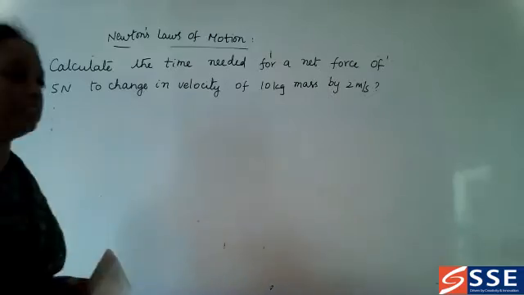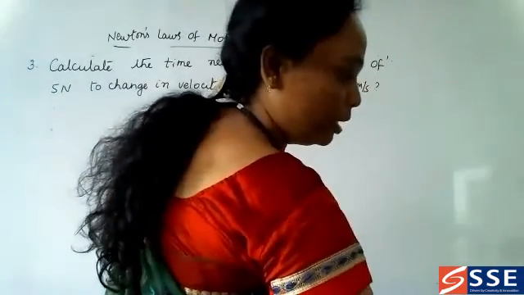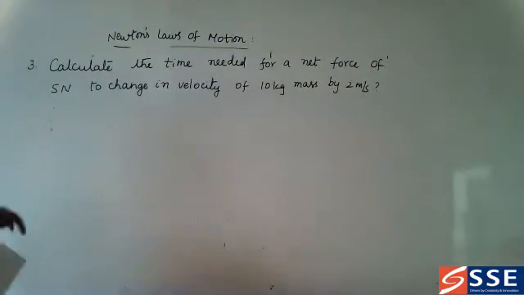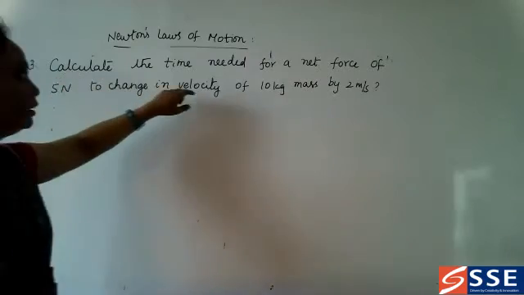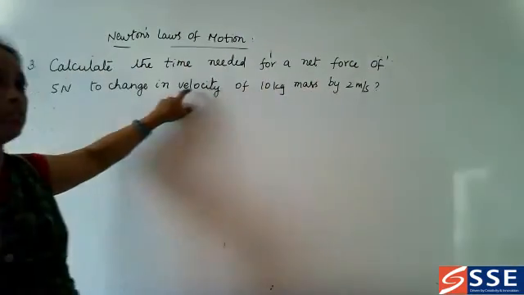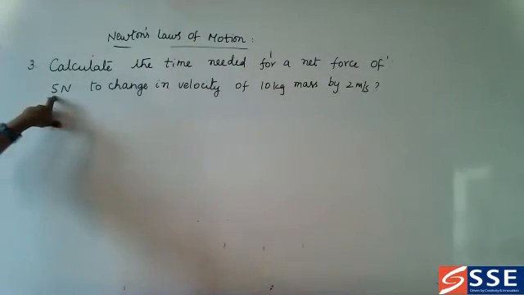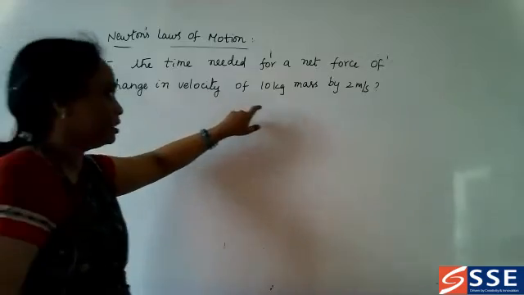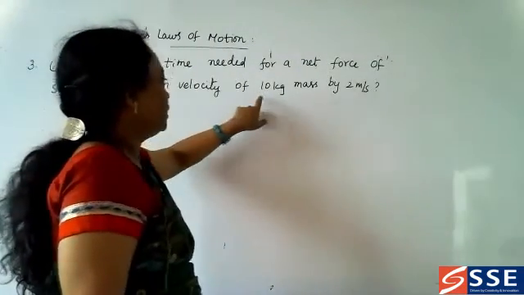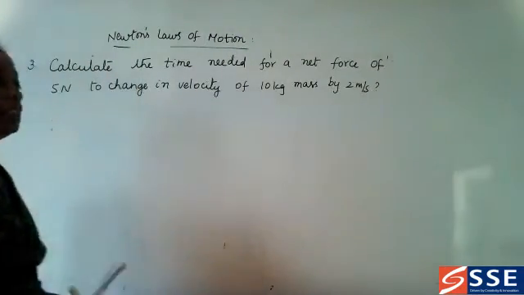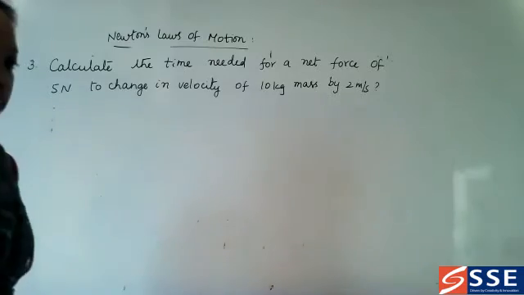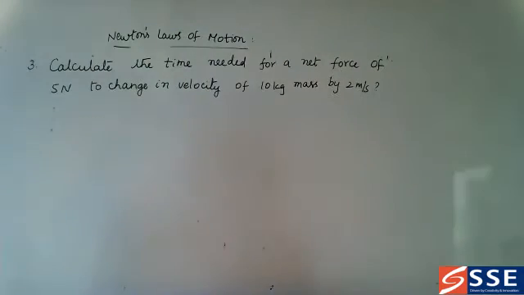So what is the formula for this? So we have to calculate force. Here the net force is given. So the net force is 5 Newton. The change in the velocity is 2 meter per second and the mass is taken as 10 kg. So what is the important formula? F is equal to ma.